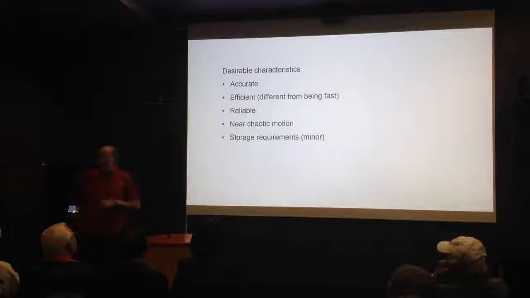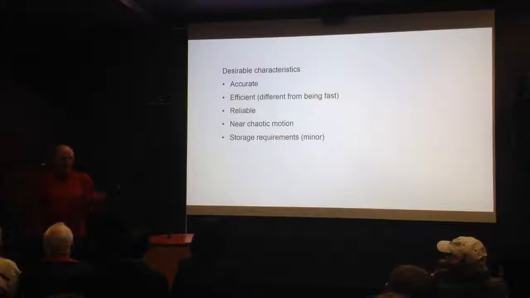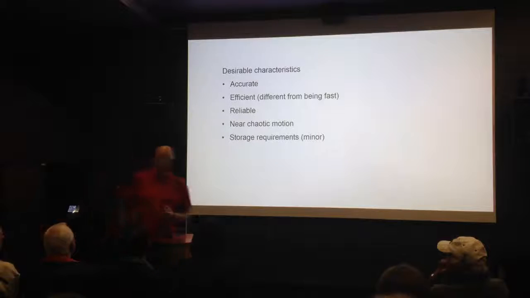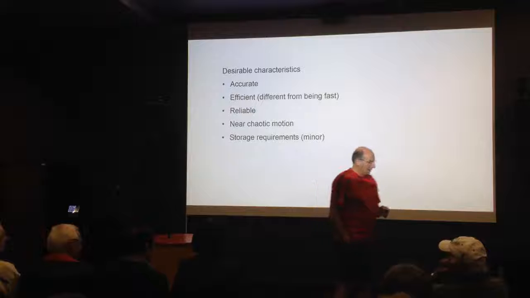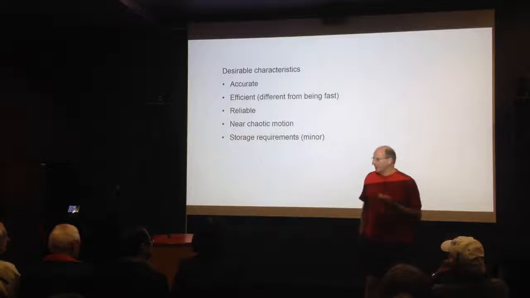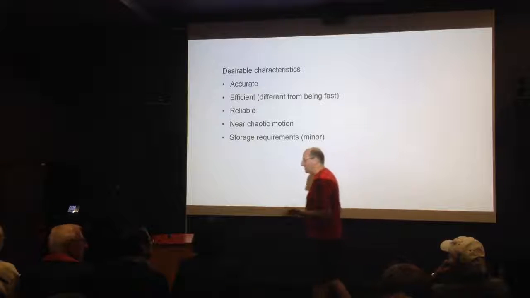Reliable. These methods, as I've mentioned before, are doing approximations. Sometimes these approximations are going to break down. So you want the method to be able to detect when it's at a point where the approximation has broken down. So you want the method to be reliable. It needs to be able to do a soft crash.